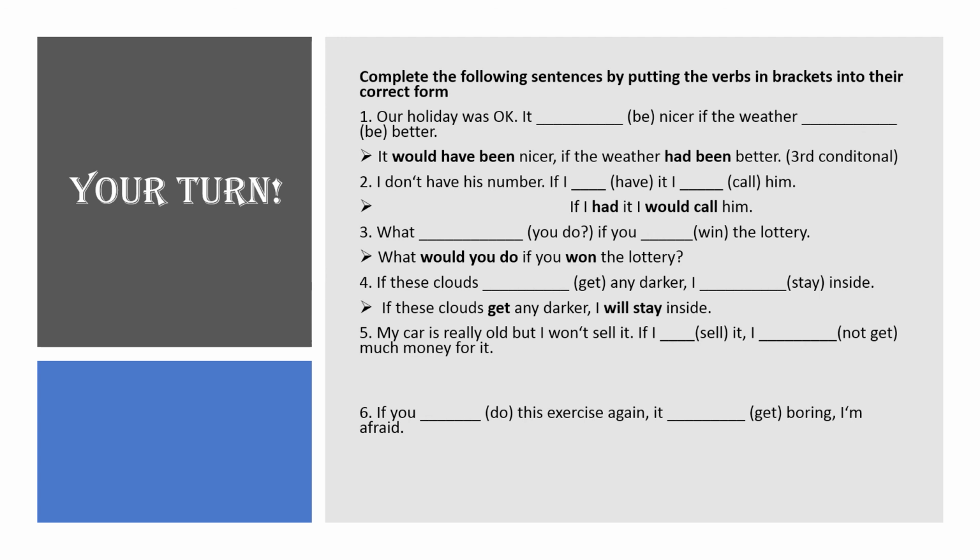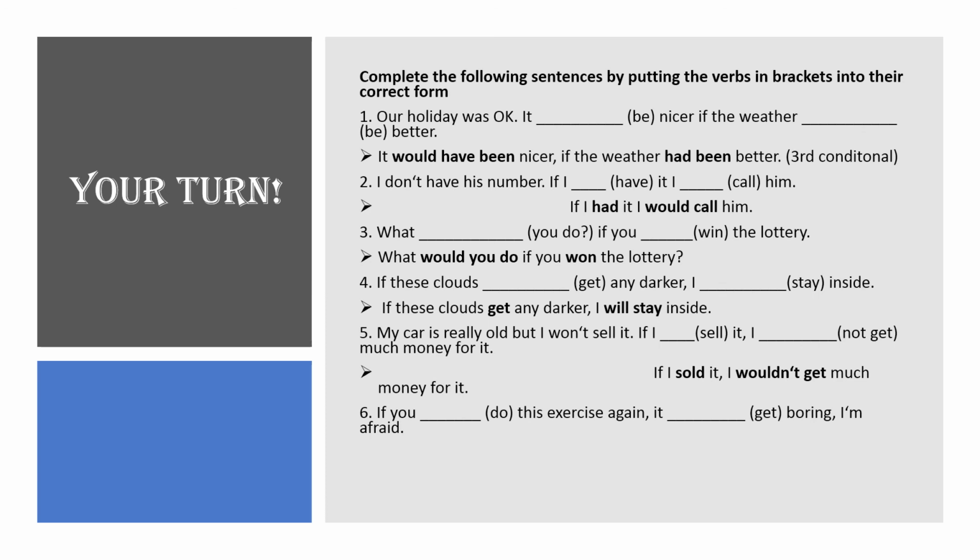Number 5. My car is really old, but I won't sell it because I love it so much or whatever. But if I sold it, I would not get much money for it. Well, you already know I'm not going to sell it, so this is something that is not likely. So again, it's the second conditional. If I sold it, I wouldn't get much money for it.